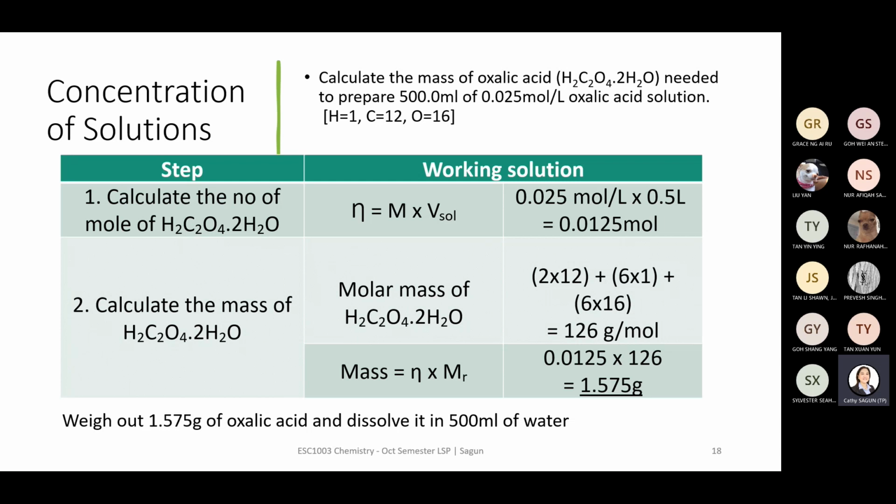Okay, so 0.0125 times 126, the MR, is equal to 1.575 grams. And if you can still remember what we said a while ago about AR and MR, AR is for a specific element, okay? Then MR is just the addition. You just add up all the molecular weights. Then you have two different types, okay? The formula mass and the molar mass. Then you all know.